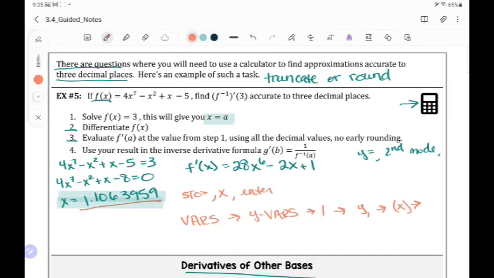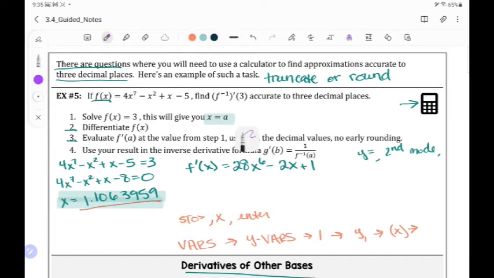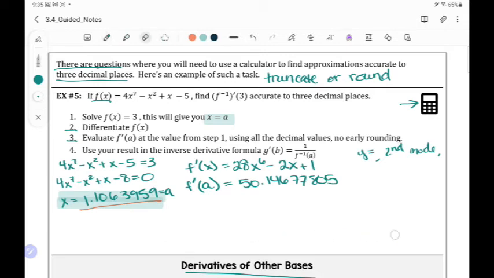Let me fix my screen now that I've written all these calculator notations. Hopefully the answer that you got looks like this. F prime of, I'm going to say A, and this right here is A, okay? Equals 50.146778805. All right, now I'm going to erase all of our calculator notes. You can go back in the video if you need to find them again.